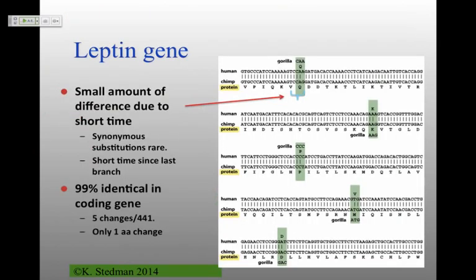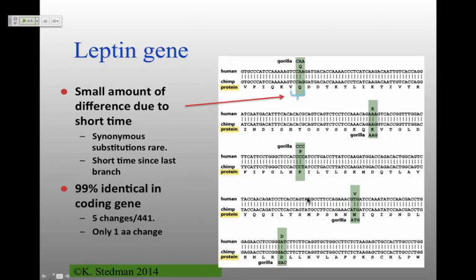So let's look at an example of that. This is now the leptin gene. It's important for fat metabolism. If you look at the human sequence and the chimpanzee sequence, there are a couple of nucleotide changes here. The human sequence is CAA, the chimpanzee sequence is CAG. Here, the human sequence is AAA, the chimpanzee sequence is AAG. And so that's approximately the 0.5 to 1% difference that you have at the nucleotide level separating these two particular sequences.